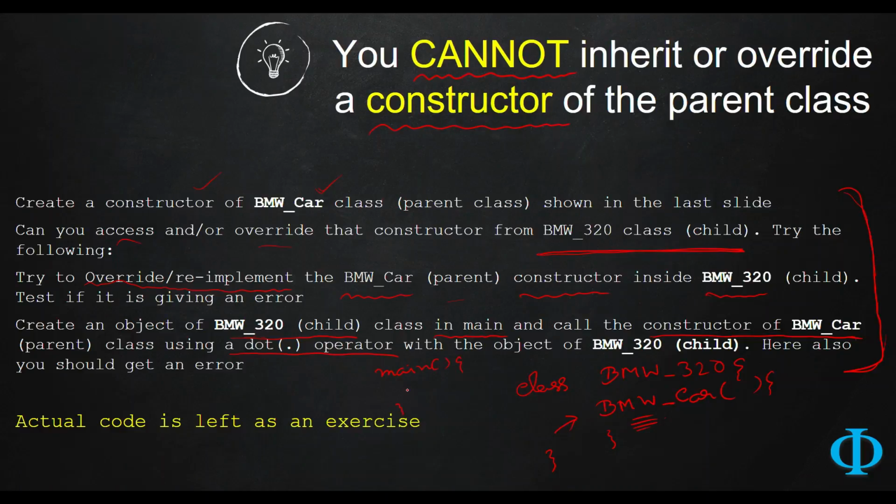Let's say BMW 320 object dot BMW car, meaning the constructor, something like this. Well, these things are not possible, and whenever you do that, in both the cases that I have discussed, you can expect an error, because a constructor, even if it is public, cannot be inherited or overridden in the child.